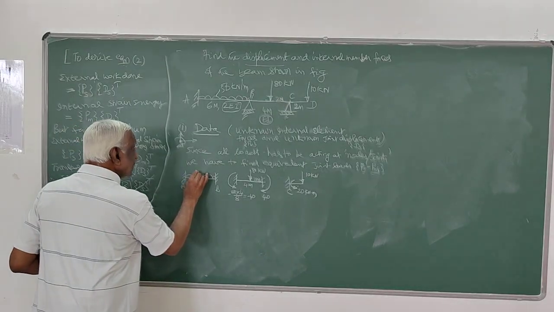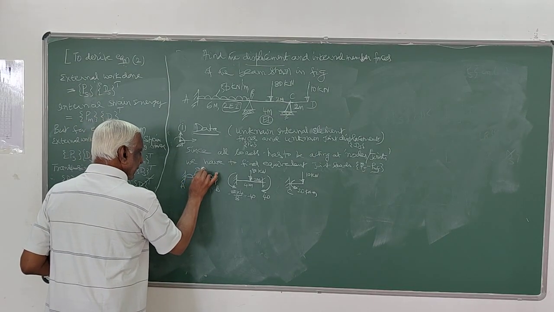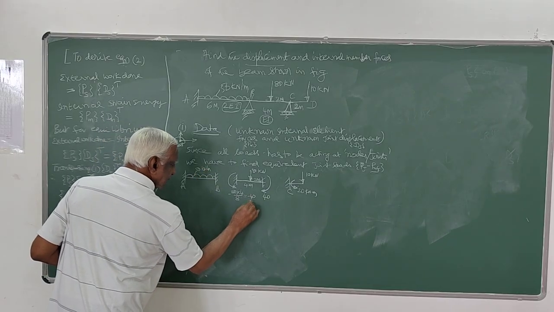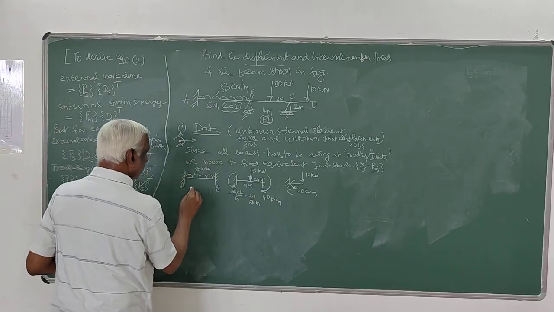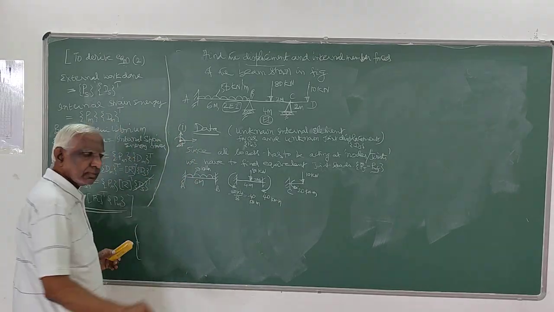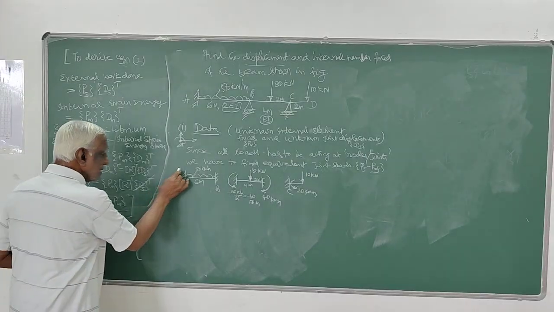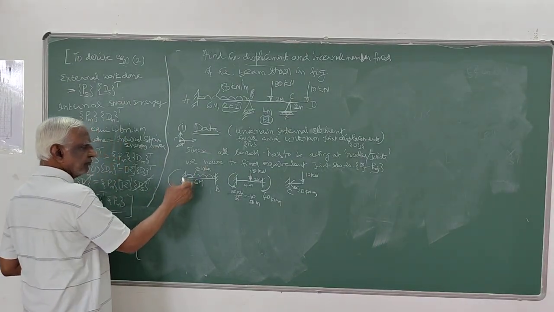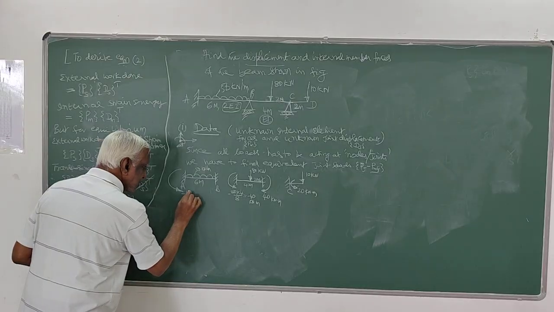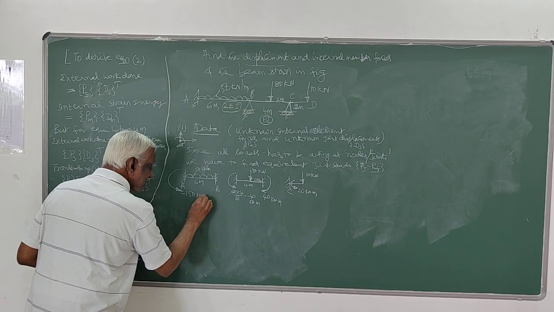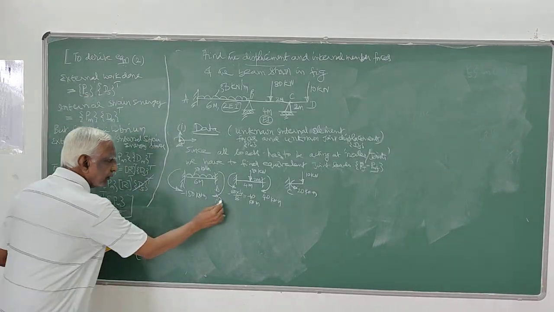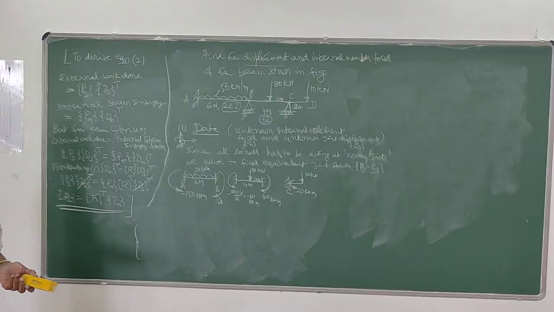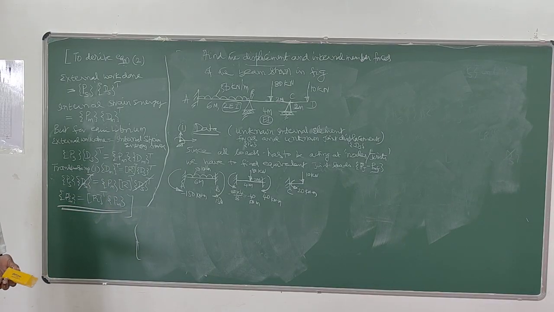And here, this is 50 kilonewton per meter. Of course, these are all kilonewton meter. So this span is 6 meters, so this will be WL square by 12, which is 150. Minus 150 kilonewton meter here, and this will be plus 150 kilonewton meter. These are the fixed end actions we have.